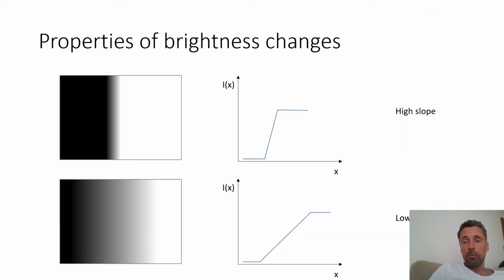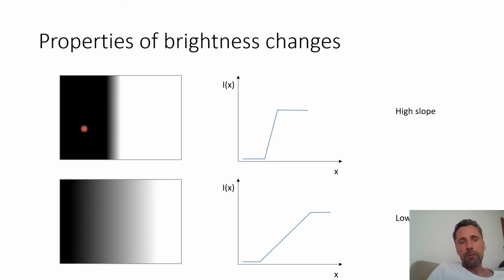Okay, let's have a look at different properties that we need to be aware of when we look for edges, because those variations need to be handled in the way we detect edges. Okay, so the first property, let's say, is the steepness of an edge of the image brightness. So look at this image here.